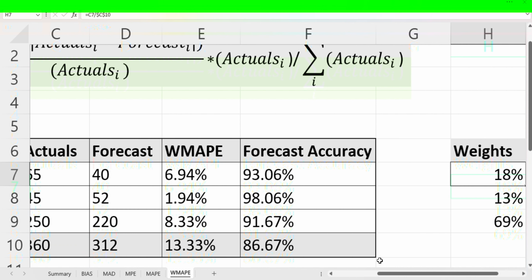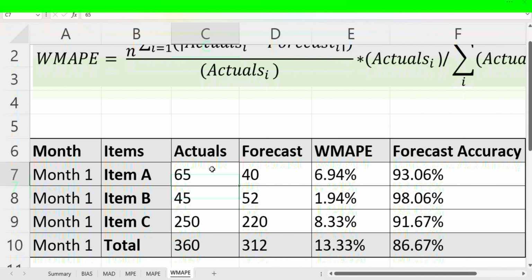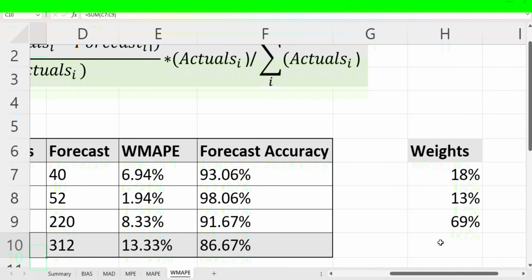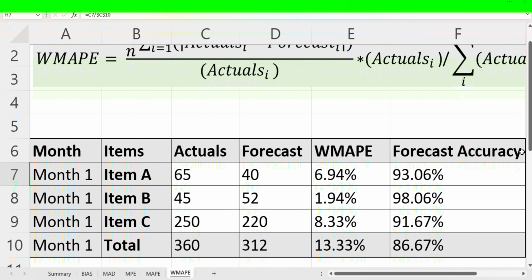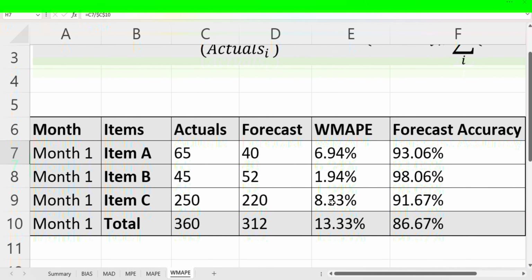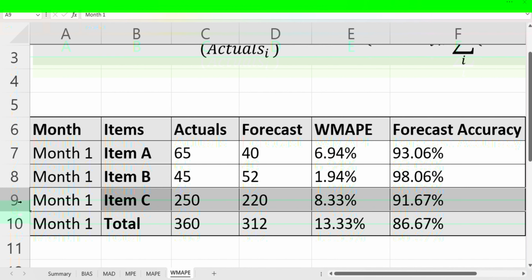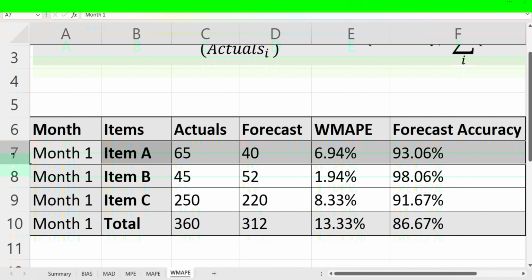That's what I put here. C7 divided by C10, that is C7 is actuals of item A divided by total actual. Similarly, we calculated the weights for item B and item C. So item C has much higher weightage than item B and item A. So it makes more sense to me. Now you see the weighted MAPE for item C is 8% and item A is 6.9%, right? So this tells that item C should have more importance when we do the forecast accuracy or forecast error evaluation versus item A, right? And this makes perfect sense.